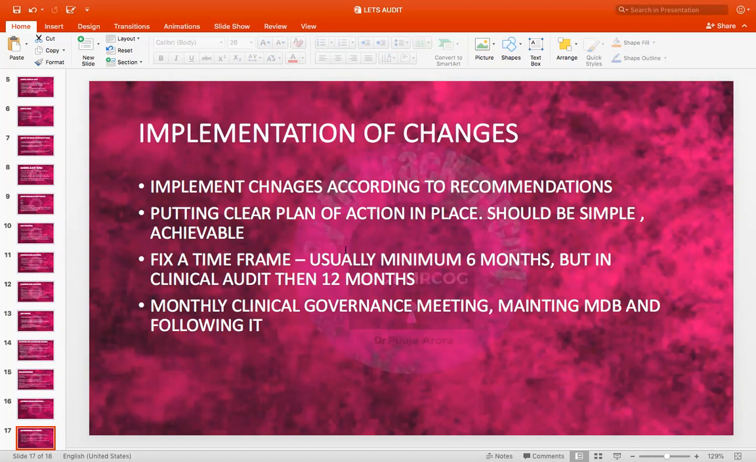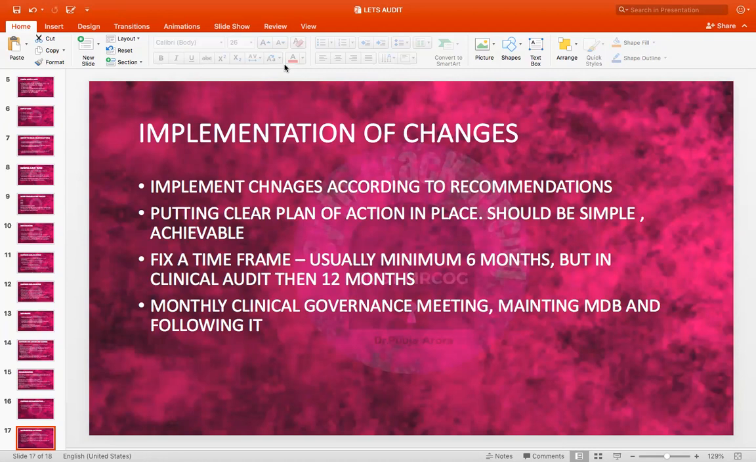Fix a time frame, that is very important. My mother-in-law gave me 7 days' time, saying, Pooja, you have 7 days, just make as many potato curries yourself as possible, because on day 7, when there will be a re-audit, you have to make a perfect potato curry. So my fixed time frame was 7 days.